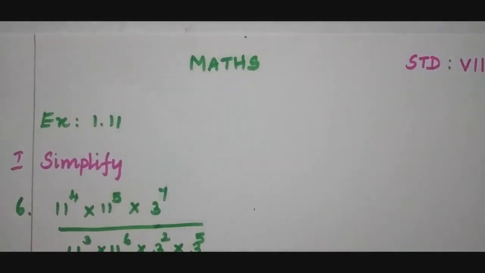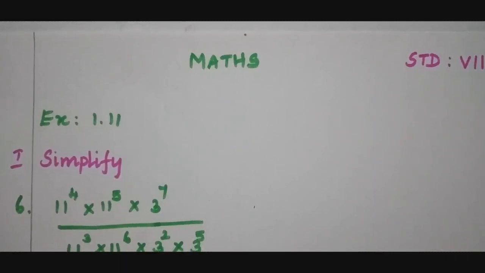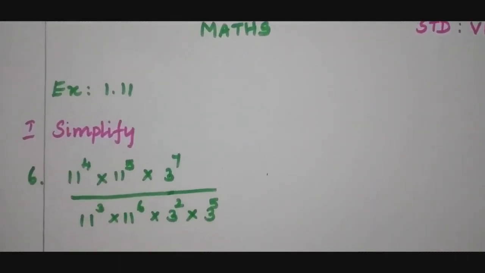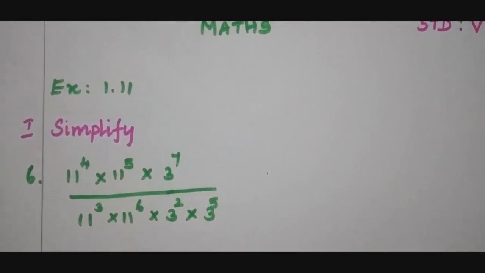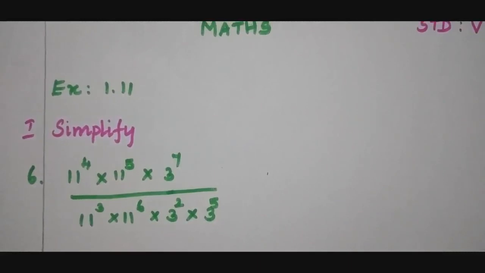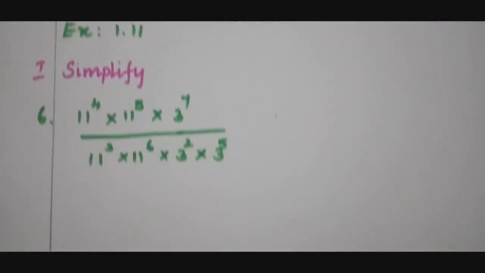As a continuation of the previous class, today also we are going to solve problems based on laws of indices. Exercise 1.11, first Roman numeral, simplify, sixth question. 11 power 4 into 11 power 5 into 3 power 7 divided by 11 power 3 into 11 power 6 into 3 power 2 into 3 power 5.